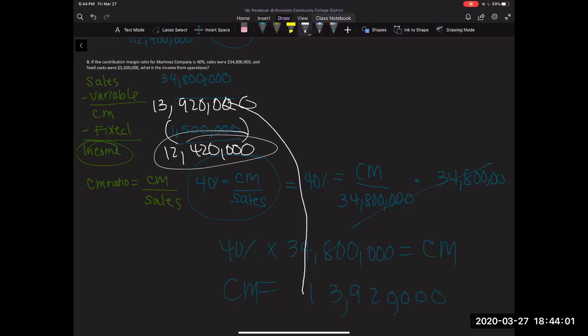Now maybe you want to know what the variable cost is. Well, you don't need to know it because our goal was to figure out our income from operation. However, if you wanted to figure out this missing part, you could just work backwards. If sales less variable costs equals contribution margin, and I know sales and contribution margin, I can work backwards to figure out variable cost. But the question is only asking for the income.